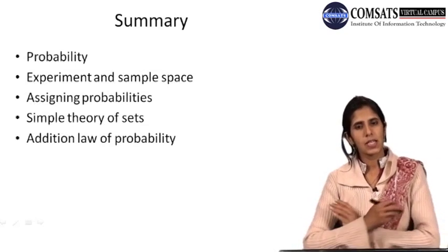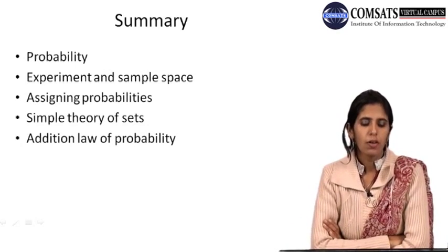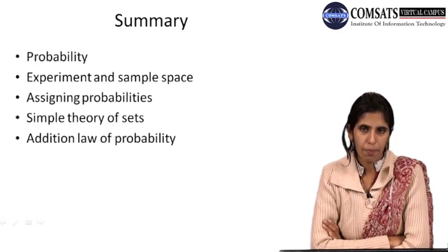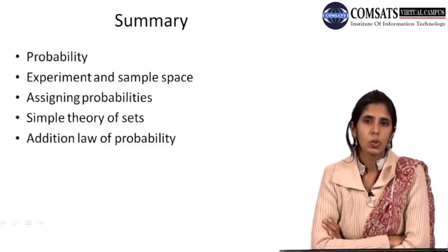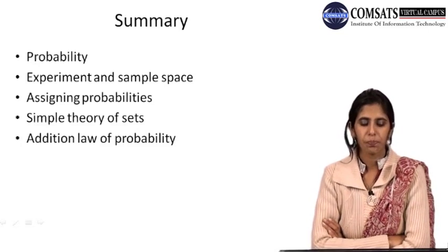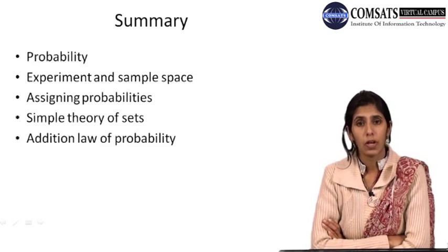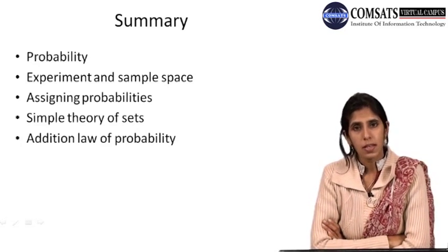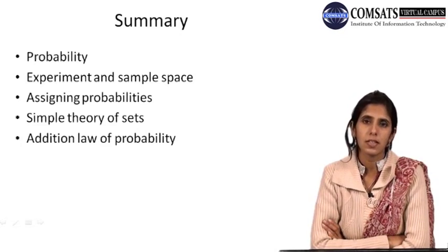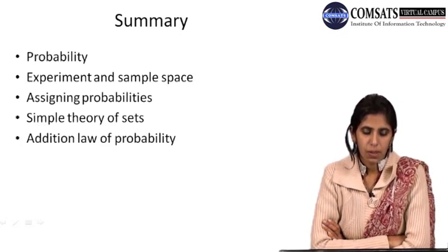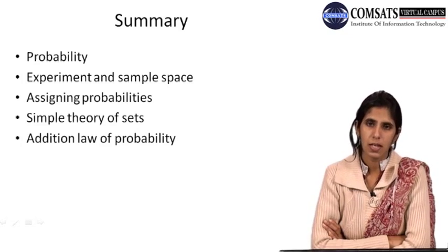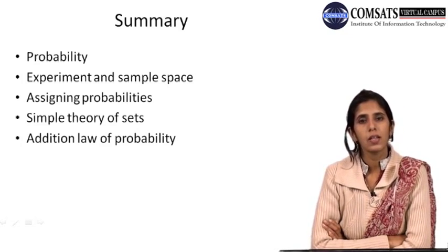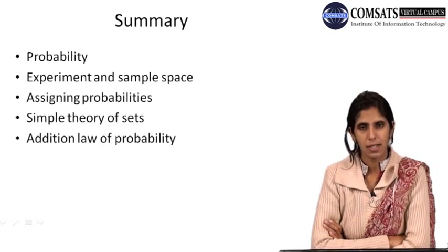So in this lecture we have discussed about the probability, its definition. We have discussed the experiment and sample space, that what are the experiments and what is actually the sample space. We have discussed that how we can assign multiple probabilities to multiple experiments and multiple events. We have discussed three methods for that, for assigning probabilities. One is the classical method, second is the relative frequency method, and third is the subjectivity approach or the subjectivity method. Then we have discussed the simple theory of sets, of complement of set, sets union, sets intersection, and then the complement of union and intersection as well.